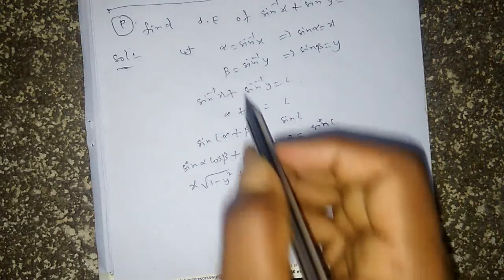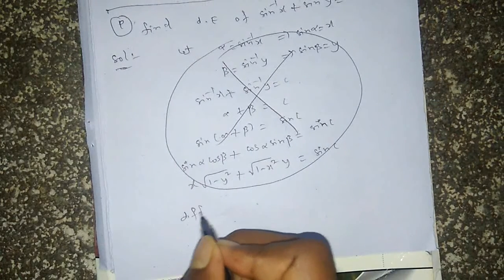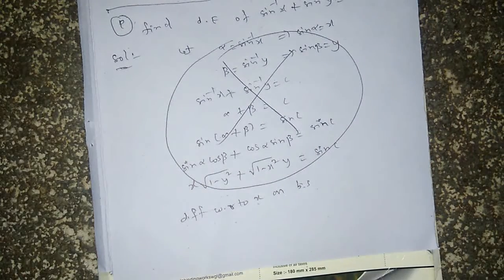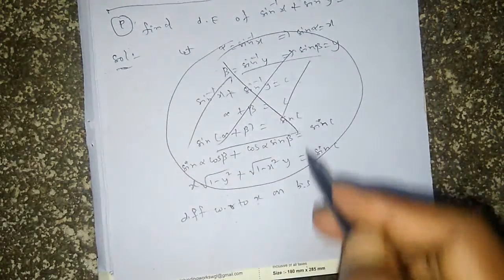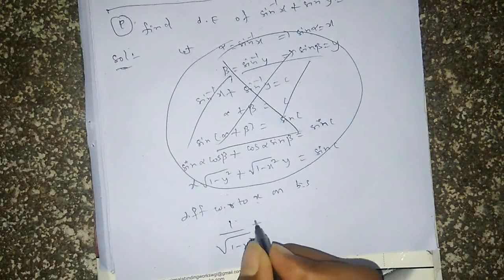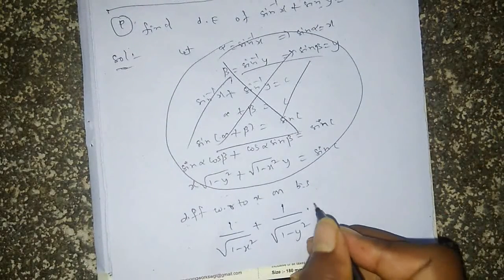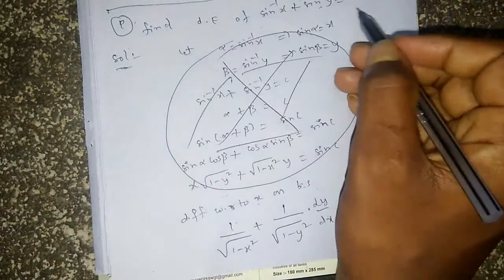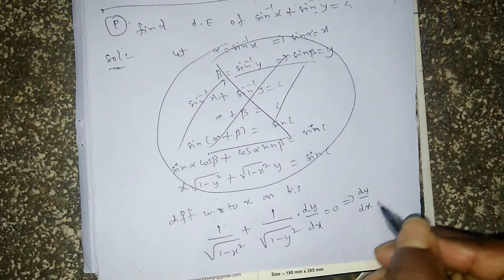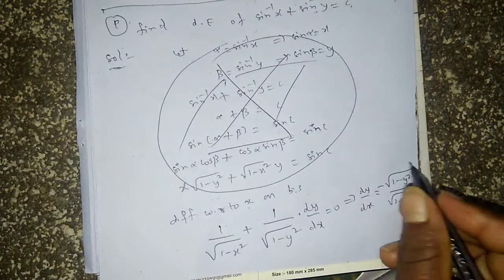We don't need to do all this actually, you can directly differentiate the given equation. Here the derivative of sin inverse x is 1 by root of 1 minus x square, and the derivative of sin inverse y is 1 by root of 1 minus y square into dy by dx, that is equal to the derivative of c, which is 0 since it is a constant. This implies dy by dx is equal to minus root of 1 minus y square by root of 1 minus x square.